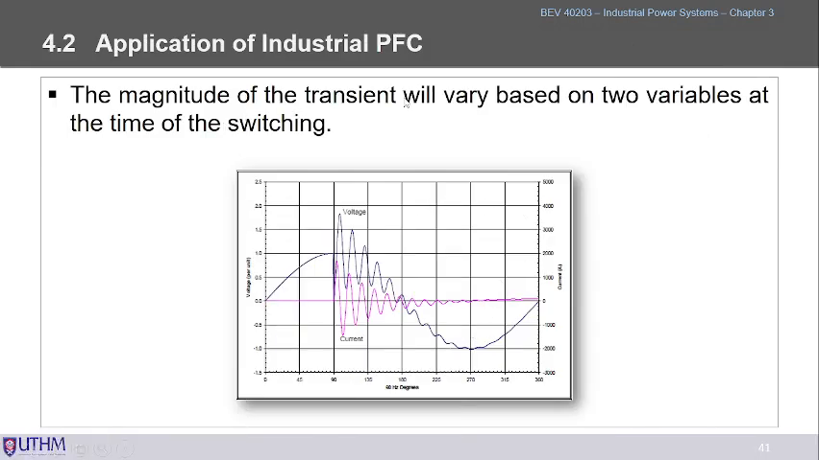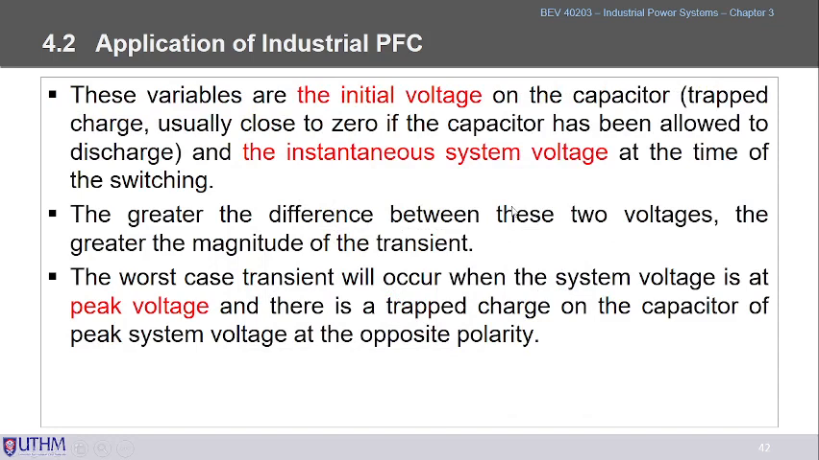So this is the magnitude of the transient. That means it varies on two variables. When you switch the capacitor bank from step 1, let's say, to step 2, it will have the transient. So this transient depends on two variables. What are those two variables? One is the initial voltage at the capacitor bank, that means before you switch. So how much is the initial voltage?